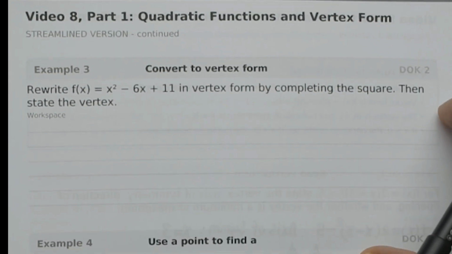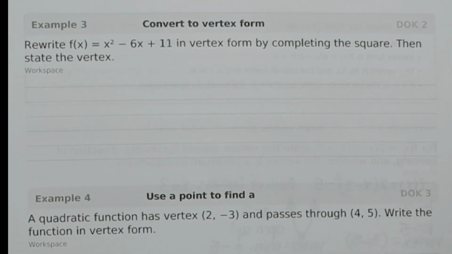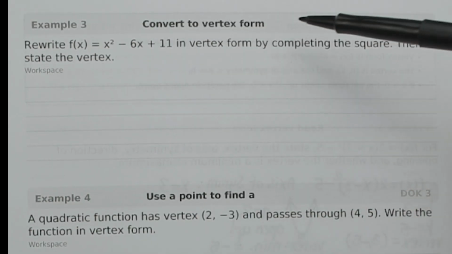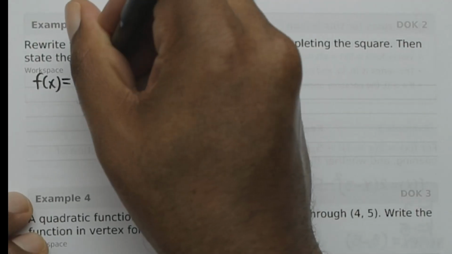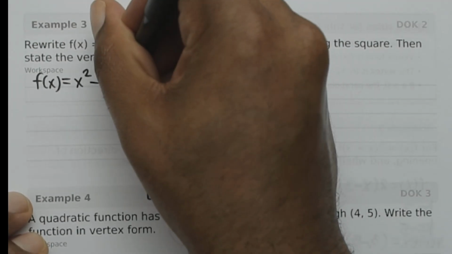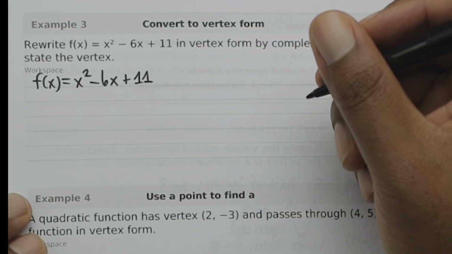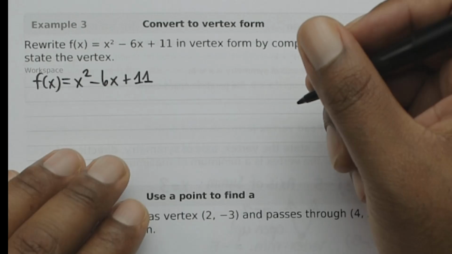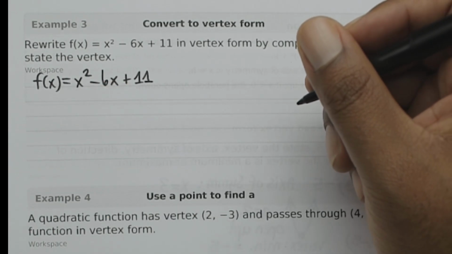Example number 3, we are going to look at, it says, rewrite this expression in vertex form by completing the square and then state the vertex. So first of all, we want to begin with this function, f of x equals x squared minus 6x plus 11. Now, what we have to do is group the x squared term and the x term in order to complete the square.